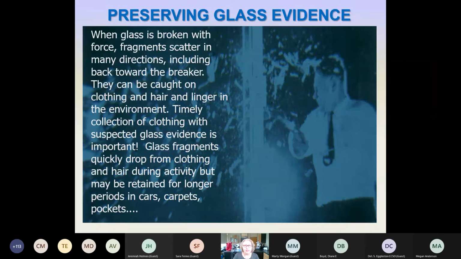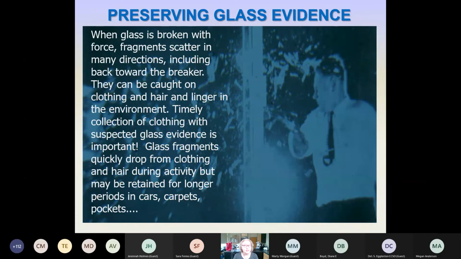So this is one of my favorite glass photos because I think it just shows how as glass is broken, some of the glass travels in the direction of the swing or the direction of the impact and that force, but you see how much is going backwards, backscattering toward the breaker. And the amount of glass that goes backwards toward the breaker, of course, is going to depend on the force involved, the speed of the breakage, and the type of glass, and all sorts of other factors.